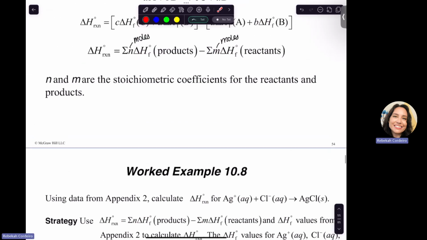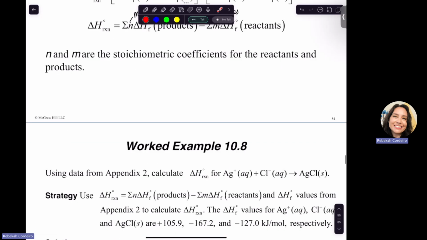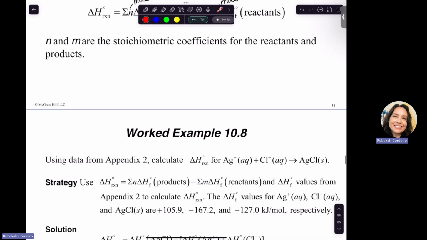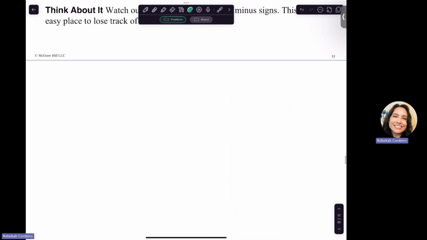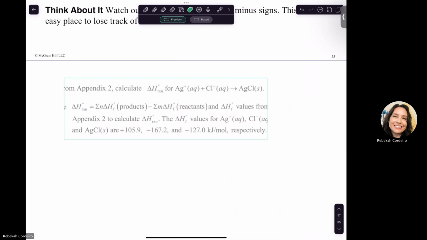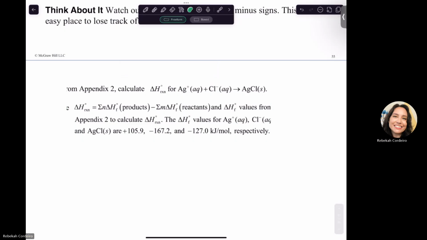So we're going to find the standard enthalpy of formation for this. They give us the values here, so let me just copy. I'm going to show you how I would solve it without using the formula. Okay, so they tell me the delta H value. This one is for Ag plus, this one is for Cl minus, and this one is for AgCl.